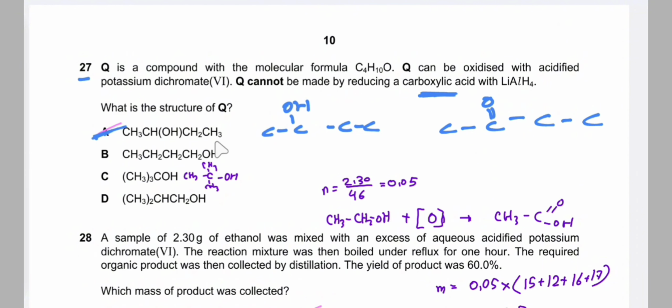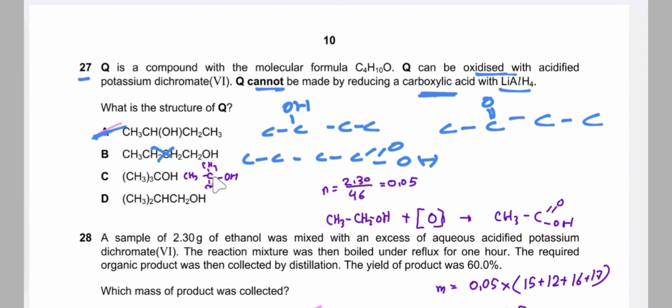Then for option B, this reactant is oxidized to form carboxylic acid, that is COOH. So this is the carboxylic acid that is formed, and this carboxylic acid can be reduced with LiAlH4 to form this Q. So this is not the answer because it can be made from the carboxylic acid that is converted to Q.